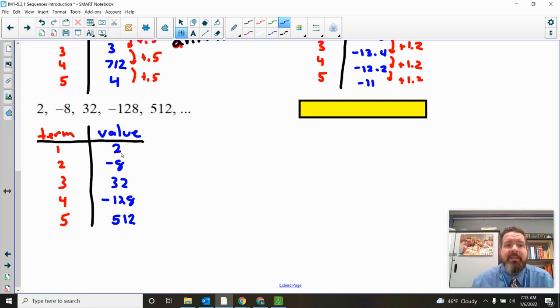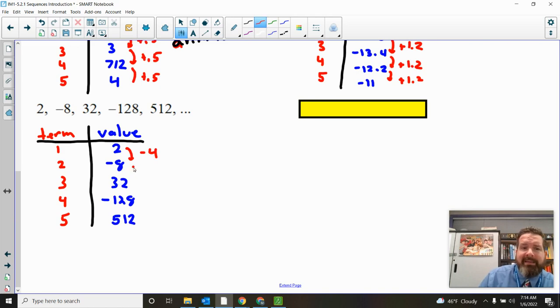Also notice that the numbers are getting pretty big, pretty quick. Those are both switching the positives and negatives and the numbers getting big. Those are both indications this might be geometric. So let's check that first. We'll do divisions as our first check. So bottom divided by top. Negative 8 divided by positive 2 means that we had to multiply by negative 4.